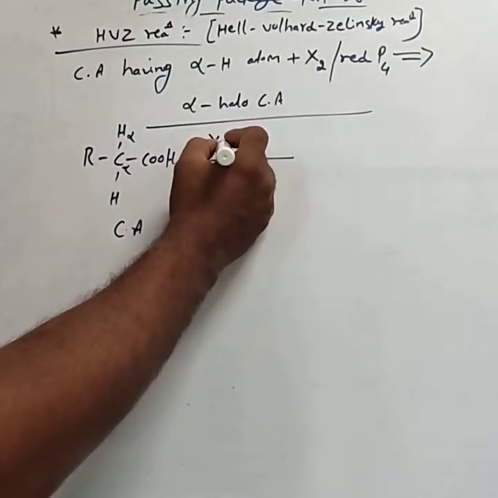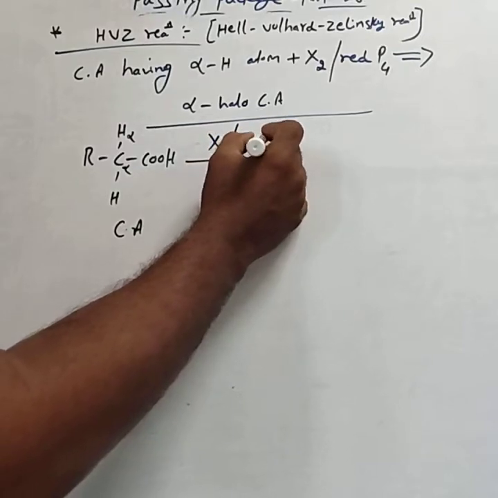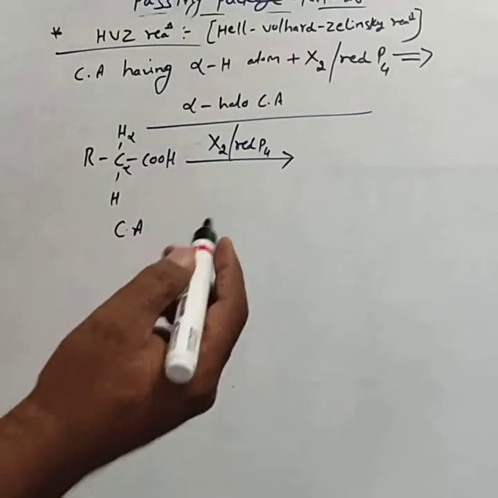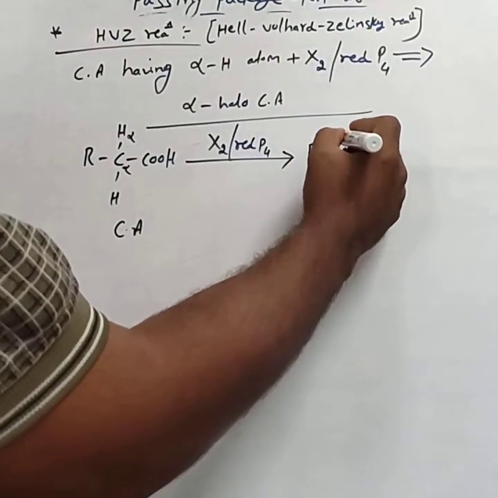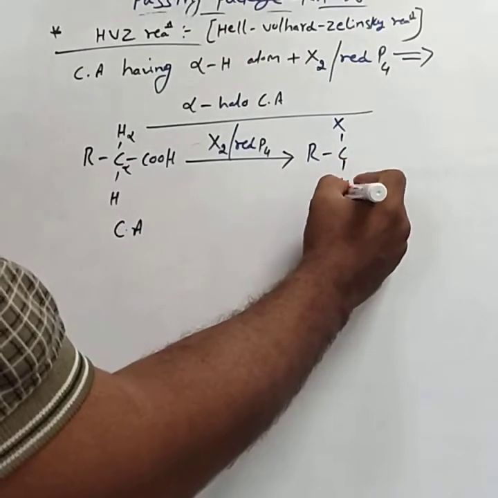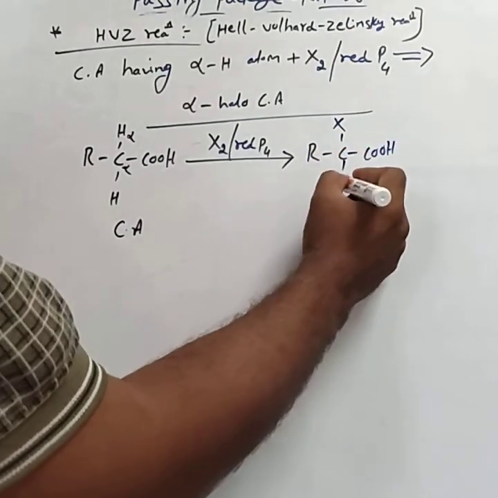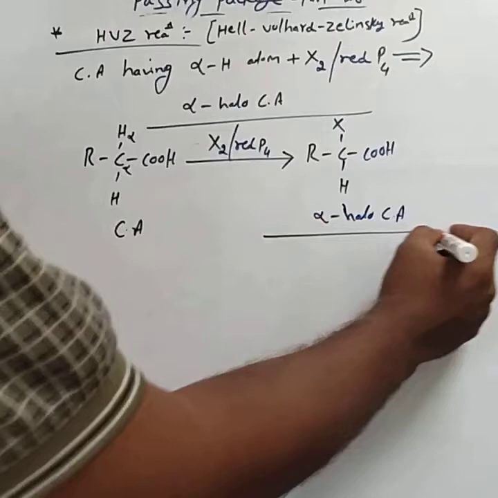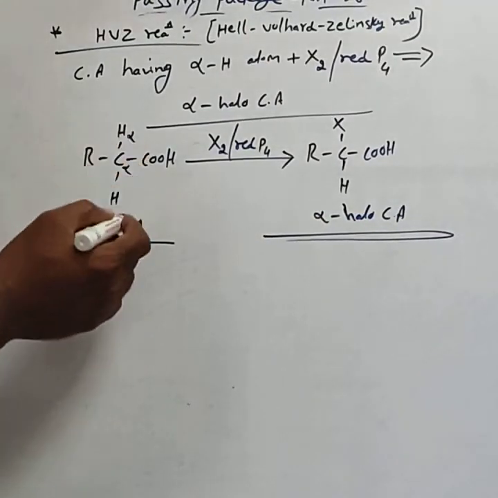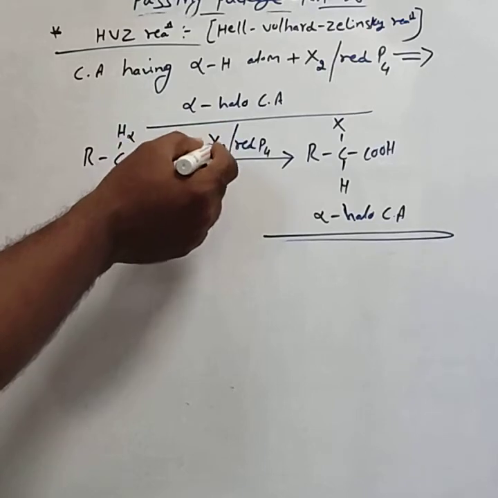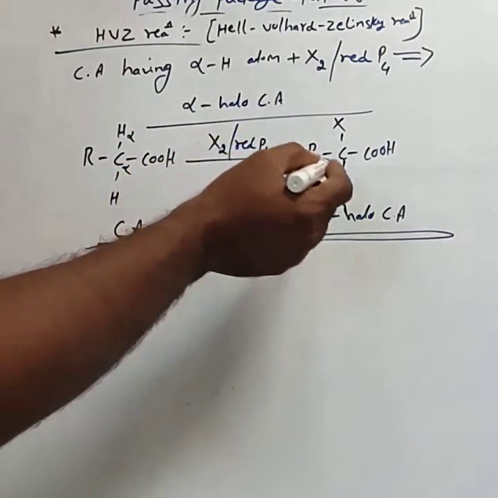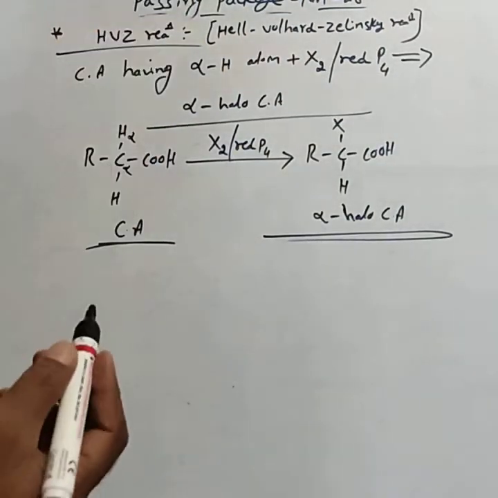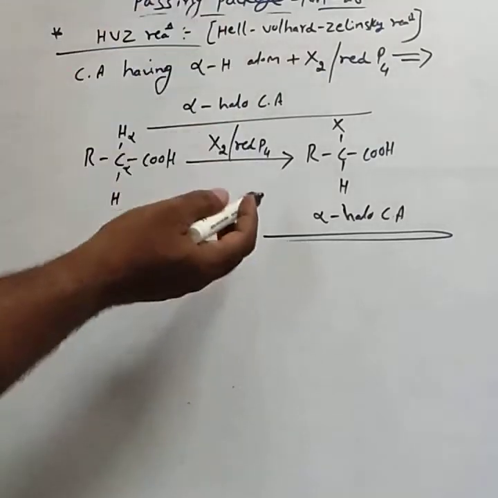When treated with halogen in the presence of red phosphorus, this alpha hydrogen is halogenated to form alpha halocarboxylic acid. This is the carboxylic acid having alpha hydrogen atoms treated with halogen in the presence of red phosphorus; alpha halocarboxylic acid is formed. This is called the HVZ reaction. Copy this as it is.